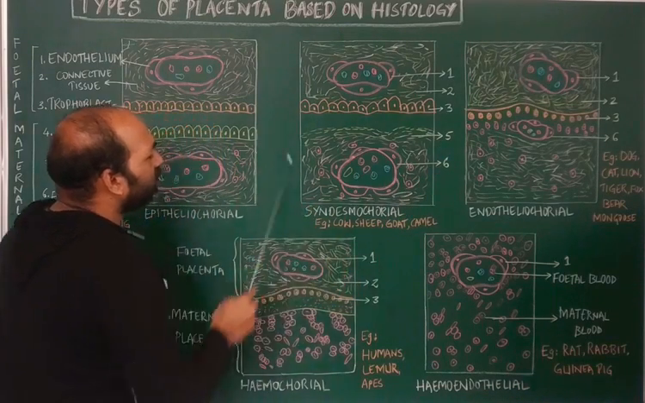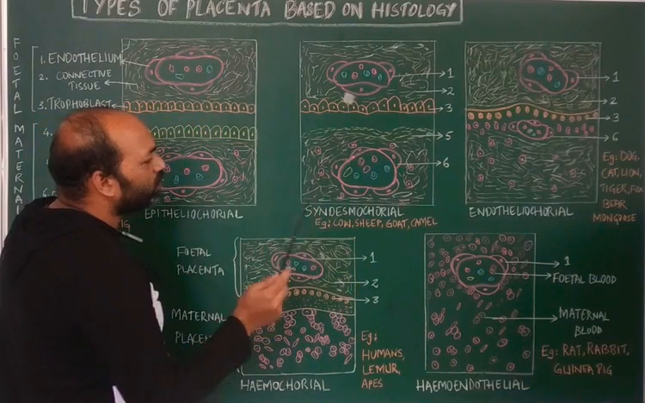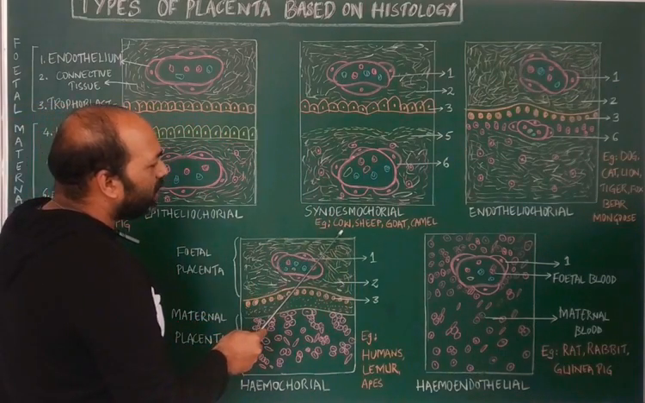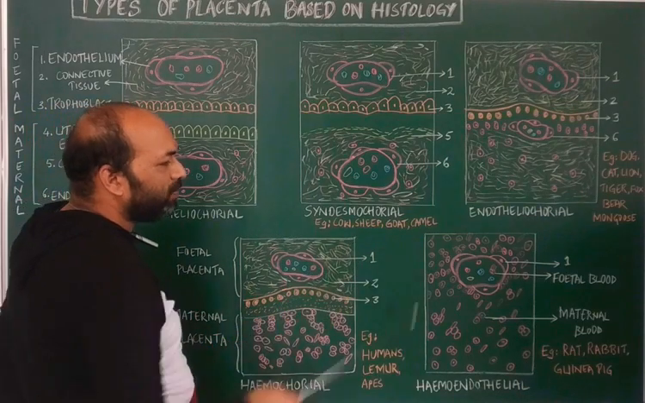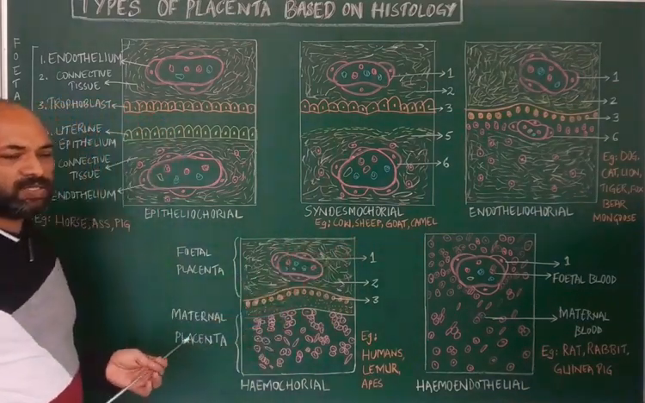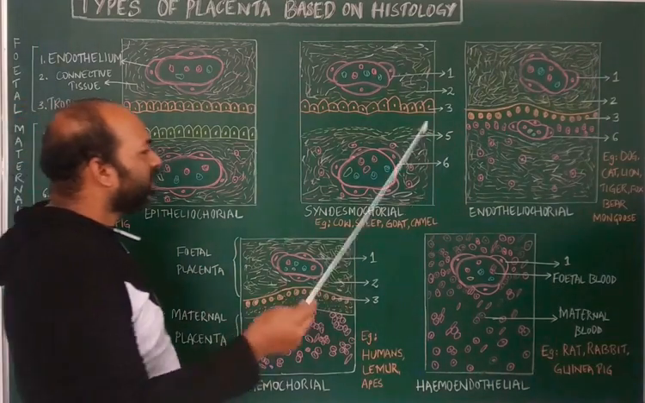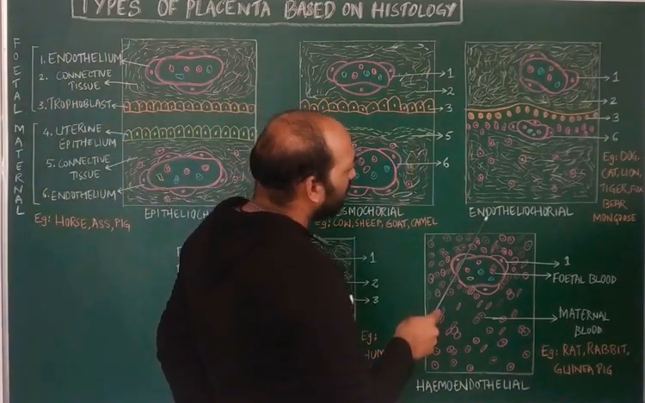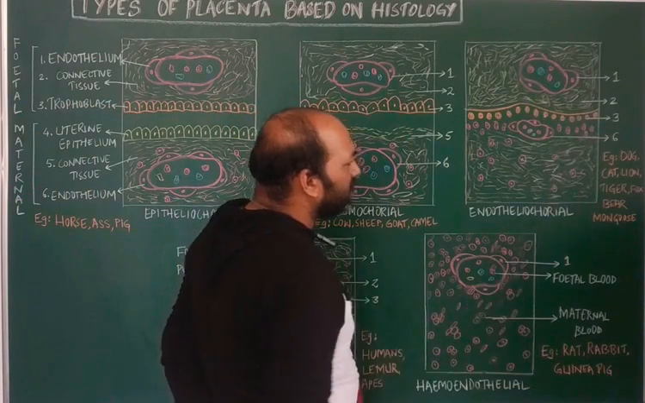So this is what we call Syndesmochorial placenta, which is commonly observed in cow, sheep, goat and camels, and that are generally called the ungulates. Next, the third type of placenta based on histology is the Endothelial Chorial placenta.